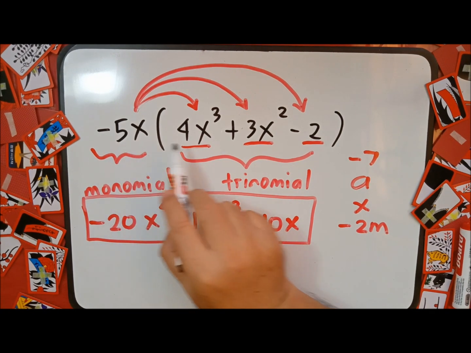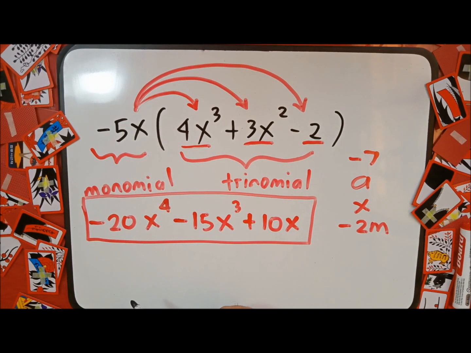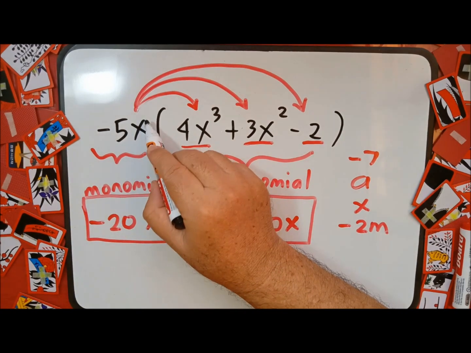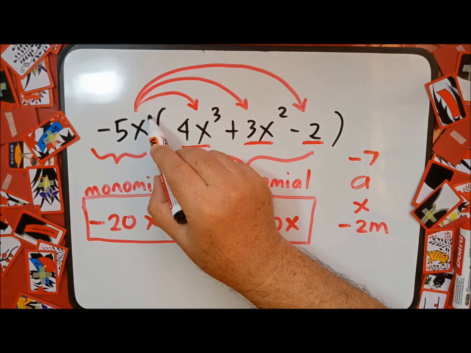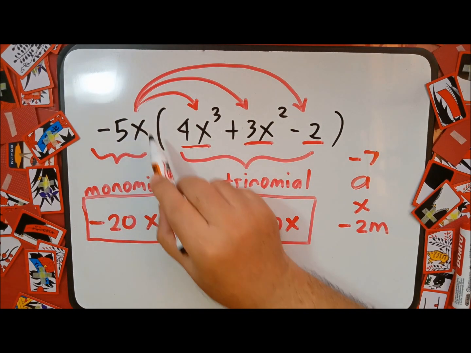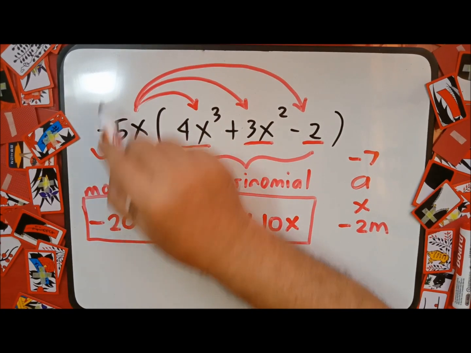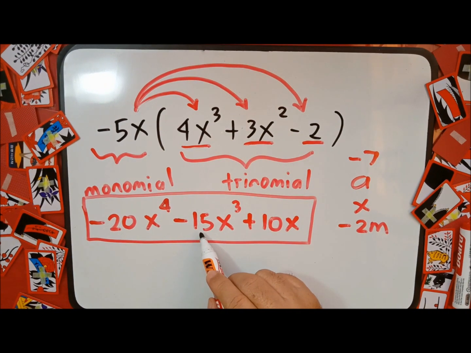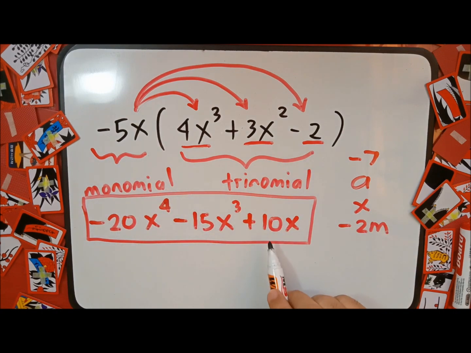Again, negative 5 times 4, negative 20. x times x cubed, multiplying exponential notations. If there is no exponent here, it is understood to have one exponent: x raised to the 1 power. Okay. So 1 plus 3, 4. Next, negative 5 times positive 3, negative 15. x, copy, then add the exponents. Negative times negative will become positive. 5 times 2 is 10. x will remain as is.